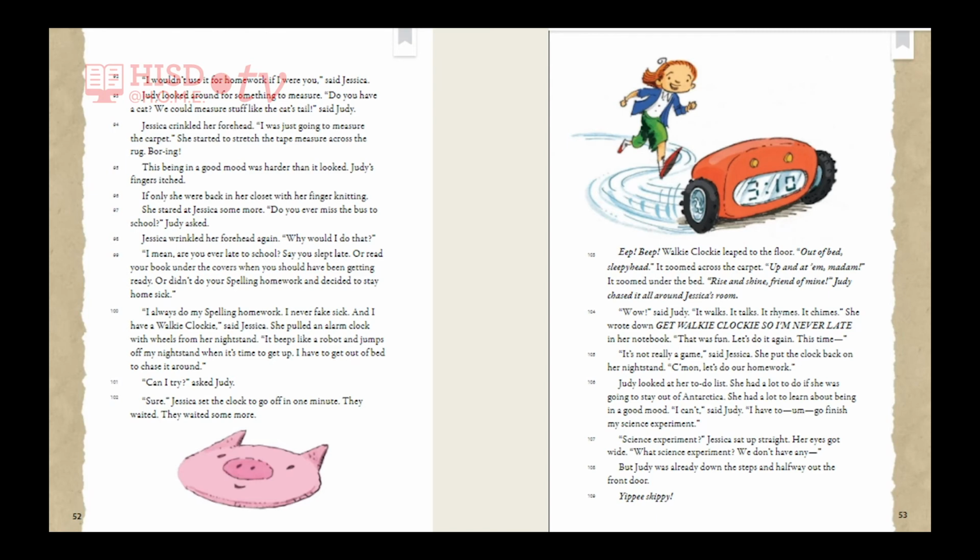She pulled an alarm clock with wheels from her nightstand. "It beeps like a robot and jumps off the nightstand when it's time to get up. I have to get out of bed and chase it around." "Can I try?" asked Judy. "Sure," said Jessica.